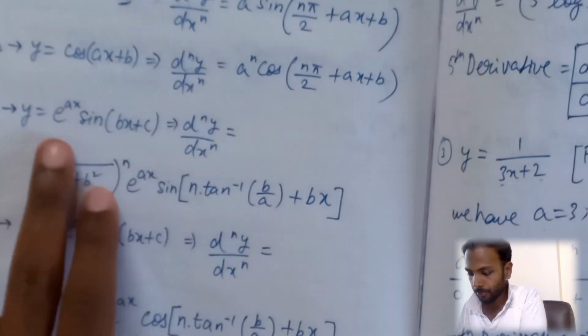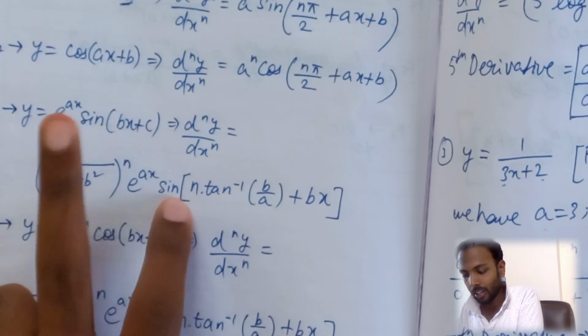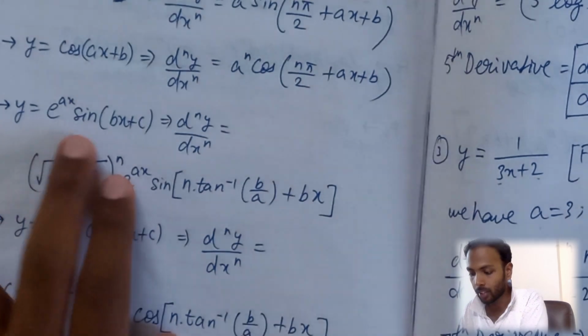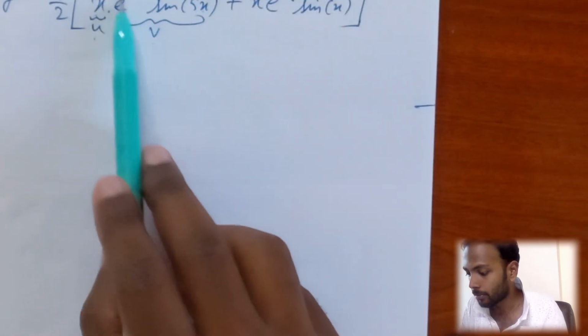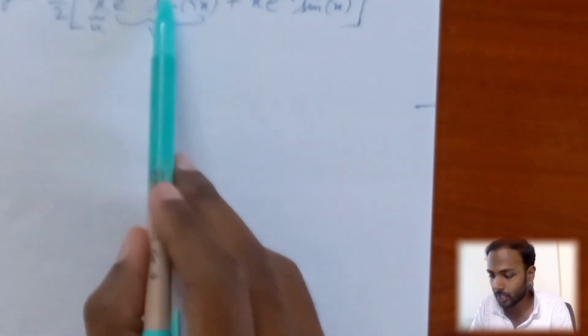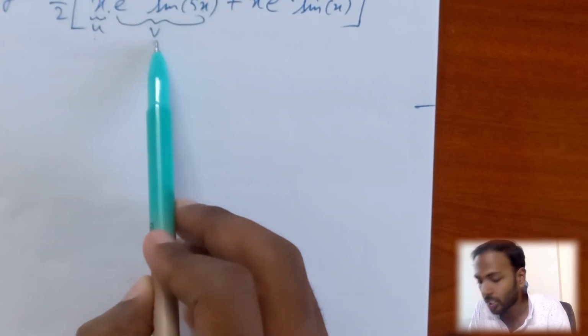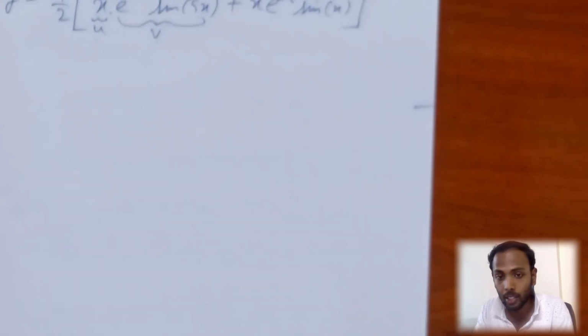See, y is equal to e power ax sine of bx plus c. So there is a direct formula. Because we know there is a direct formula for this part, we chose v as this entire term, or else we would have chosen something else. This makes it easy to find the nth derivative of v, because the Leibniz theorem demands the nth derivative. I'll write the formula for Leibniz theorem, don't worry.